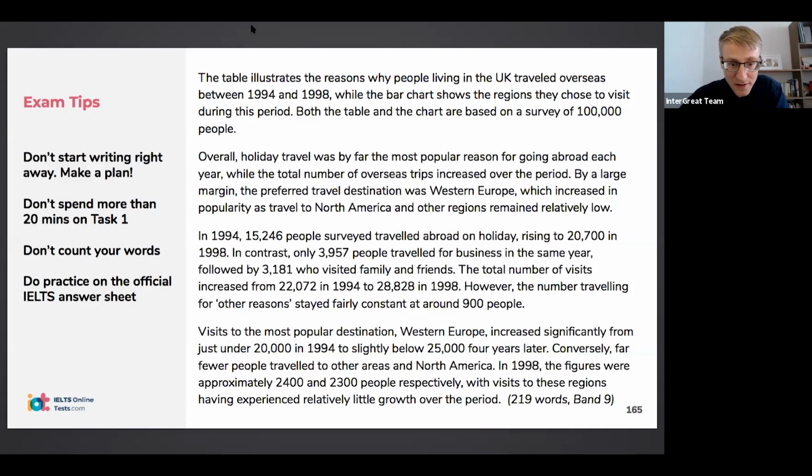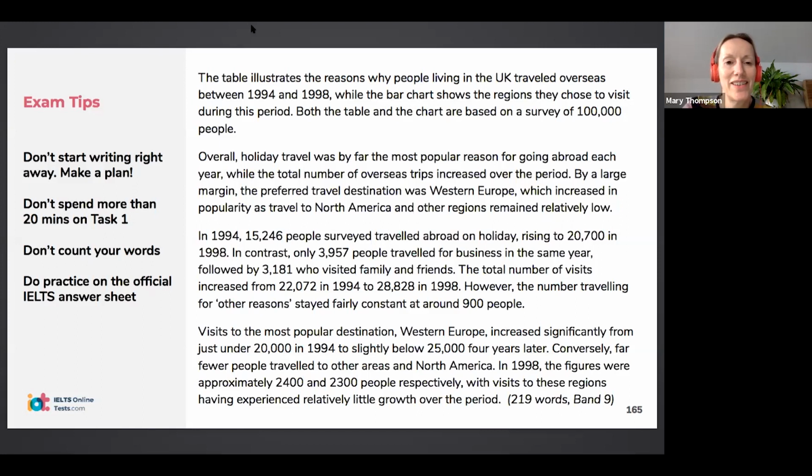Daniela. Daniela is asking, should I make any reference in body paragraph B to the type of chart? I see what you mean, Daniela. So your topic sentence could be something like, based on the bar chart, the most popular destination was. Do you think that would be a good way of introducing a body paragraph? Say, according to the line graph, this, according to the bar chart, this.